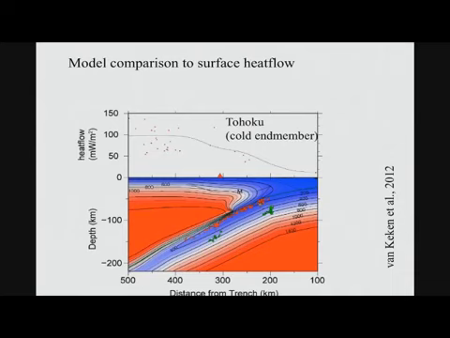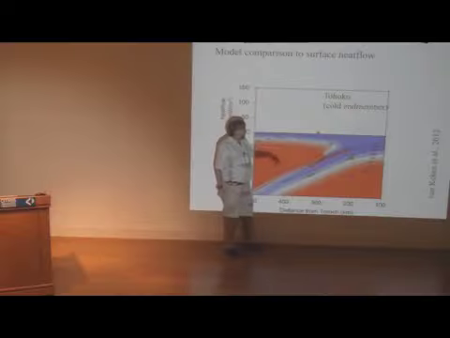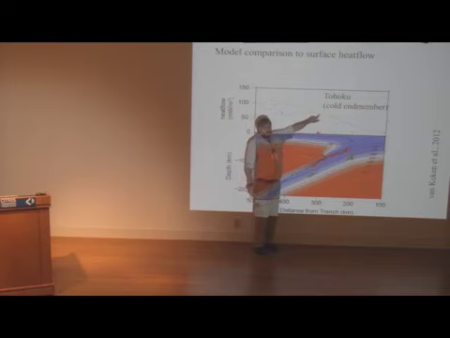Just to say that we satisfy heat flow approximately. This is a model from 2012, which is very similar to the Syracuse models of the Tohoku subduction zone, where we specifically focused on the temperature in the earthquakes. Our heat flow prediction is in this line. The measurements are in the dots.